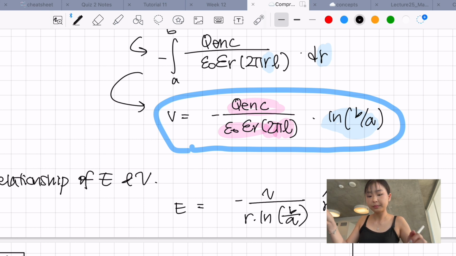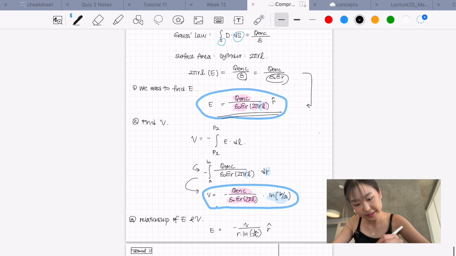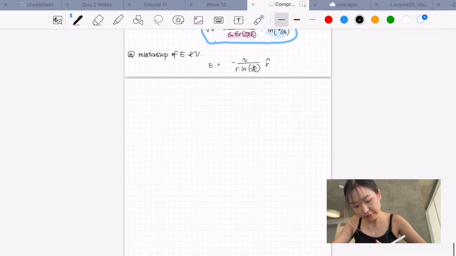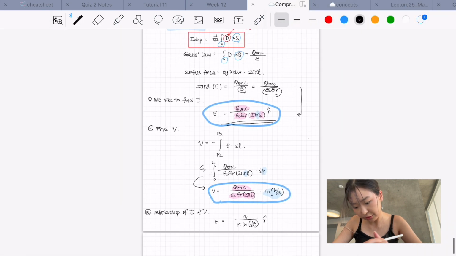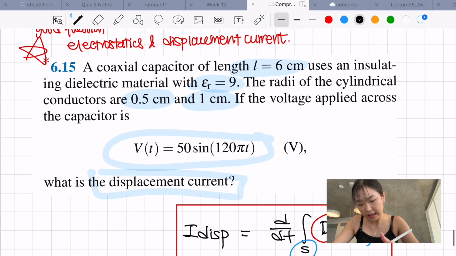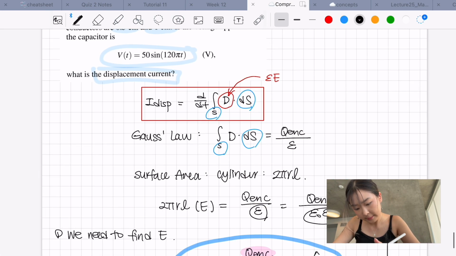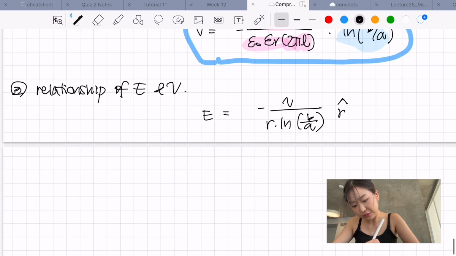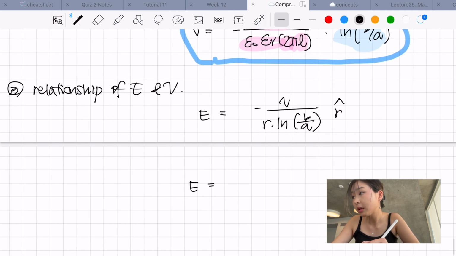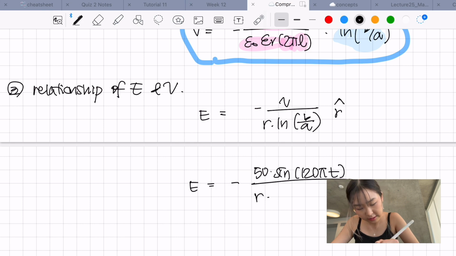And here, now we start plugging in values. V is given in the question. V is given to be 50 sine 120 pi t. Here, E is equal to negative 50 sine 120 pi t over R ln(b over a). B over A is also given here.